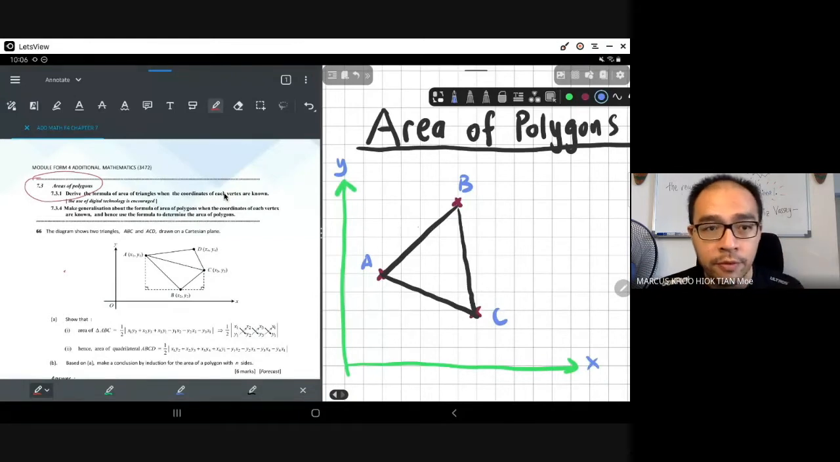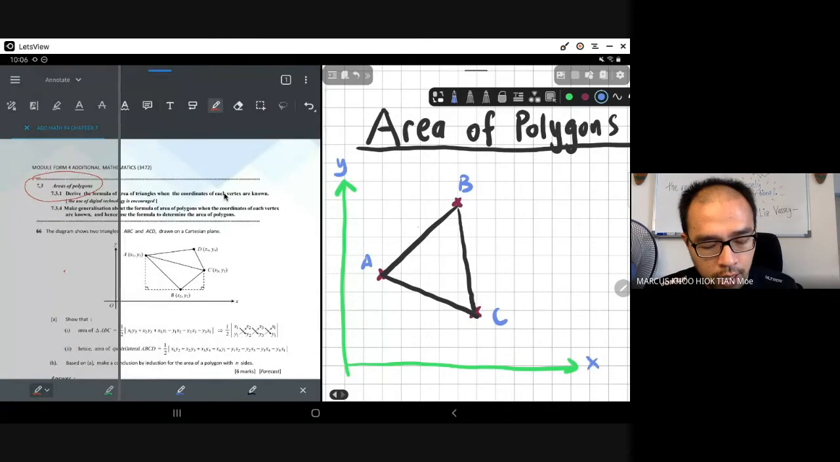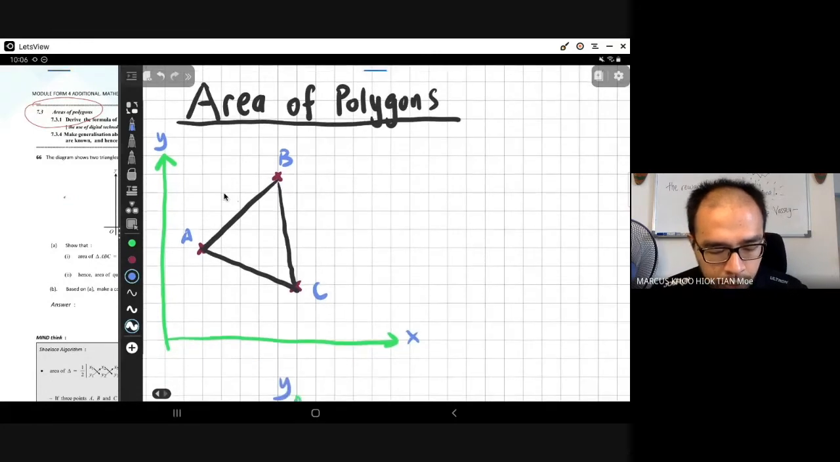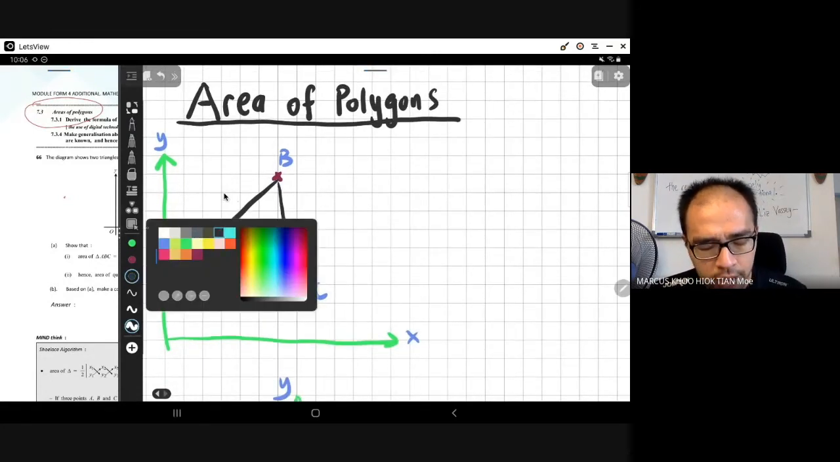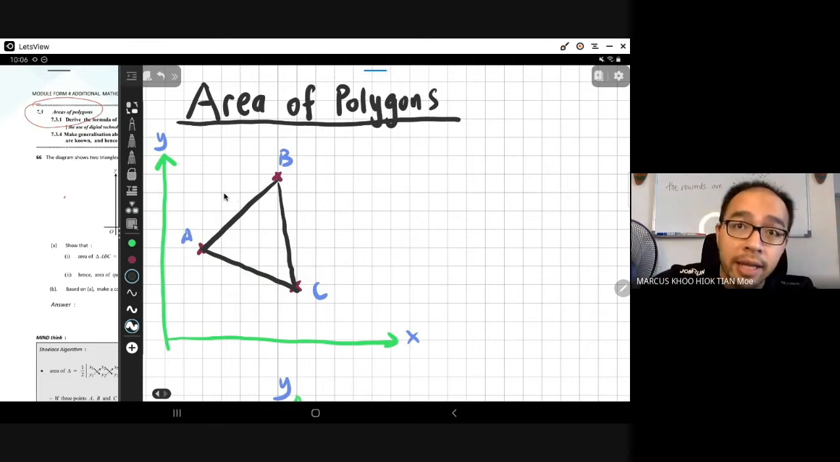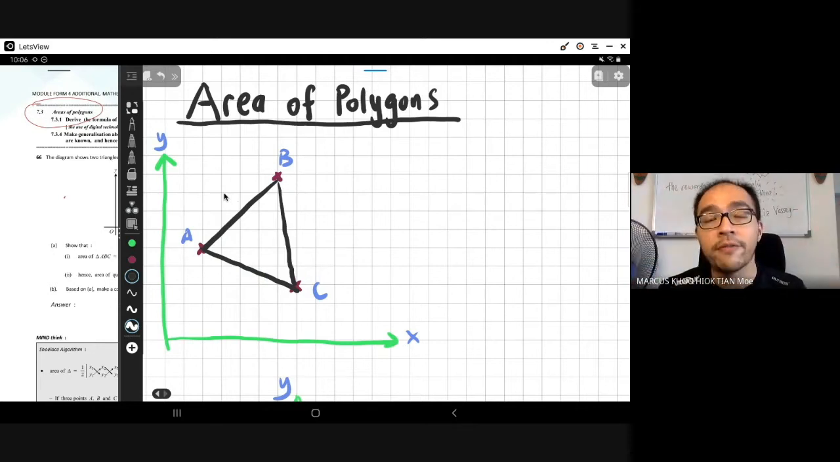But before we go into the questions, I want to introduce to you how to do this part, the areas of polygons. Now let's consider this. Let's say we have this triangle over here. A polygon is a shape that has at least 3 sides: 3, 4, 5, 6, 7, 8, 9, 10. How many sides you have, those are all polygons.